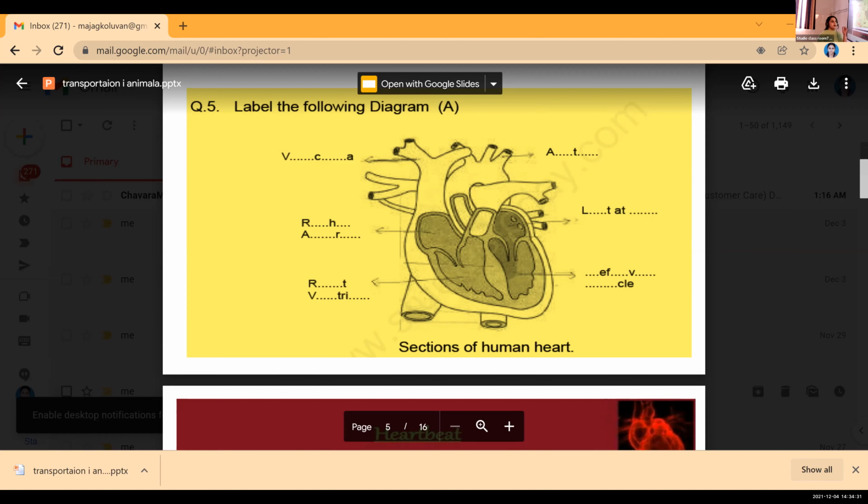Okay, so these are the major parts of the heart. It consists of vena cava, aorta, and 4 chambers. The upper chambers are known as atria, the right atrium and left atrium. And the 2 lower chambers are known as right ventricle and left ventricle respectively. Is it clear? Yes, ma'am.